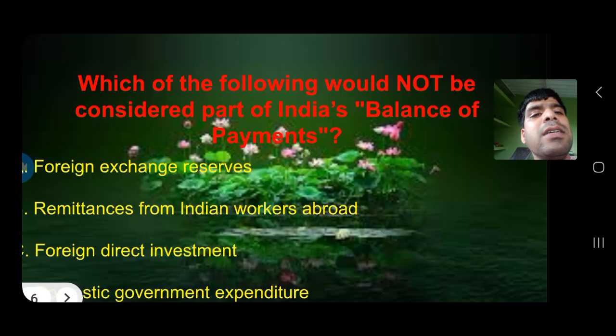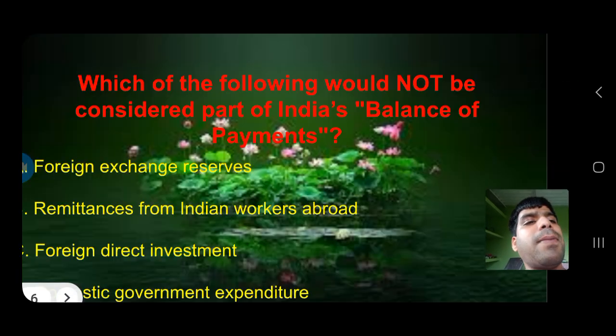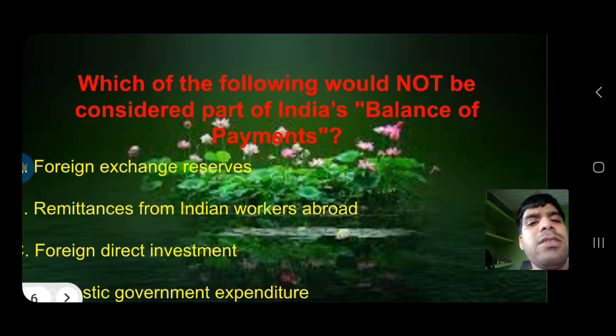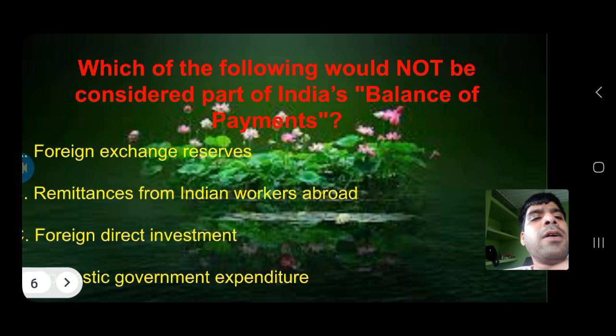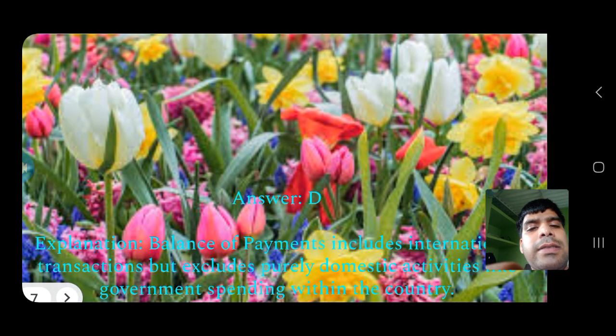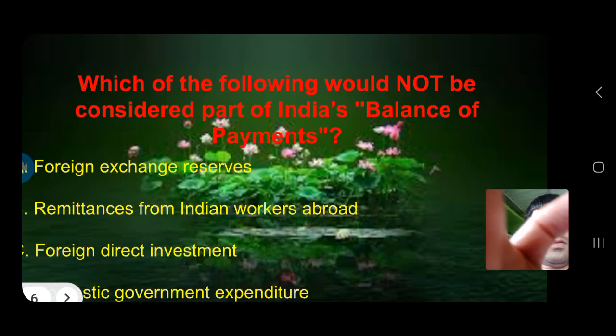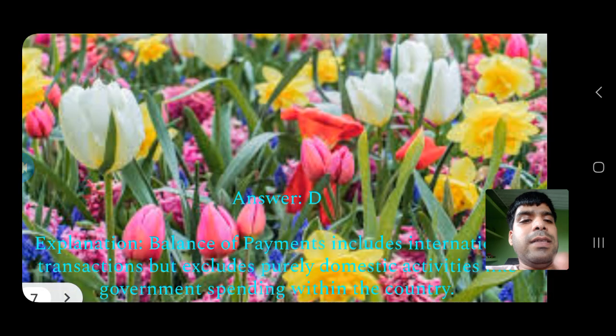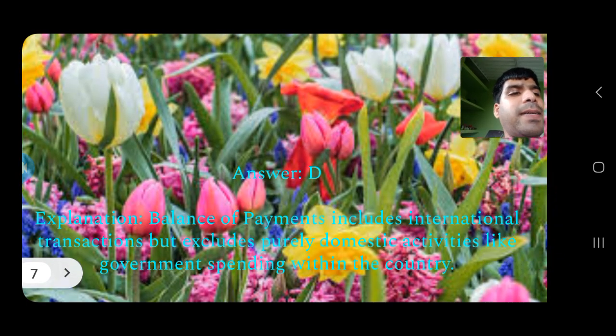And the next question is, which of the following would not be considered part of India's balance of payments? And the options are: option A, foreign exchange reserves, option B, remittances from Indian workers abroad, option C, foreign direct investment, and option D, domestic government expenditure. And the correct answer is option D. The balance of payments includes international transactions but excludes purely domestic activities like government spending within a country.